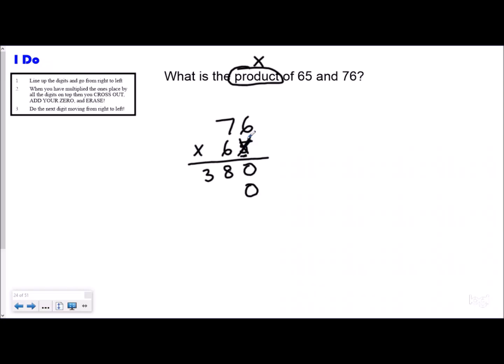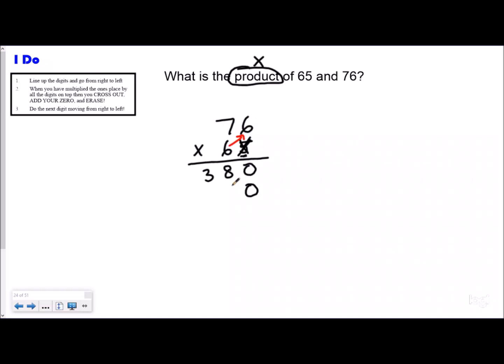That's why I crossed it out. I have to put my 0 here because I'm really about to multiply by a 6 in the tens place. So 6 times 6 is 36, but really because it's 60 times 6, which we just showed conceptually, it would be 360, which means I need to put my 0 here first, right? And so now that I've crossed out, added my 0 and erased, I can do the next digit, which is in the tens place, by all the digits on top, again going from right to left.